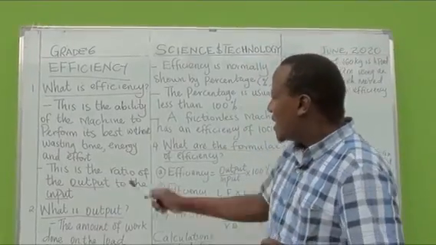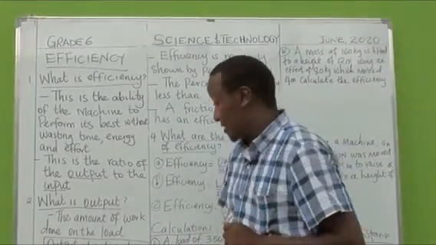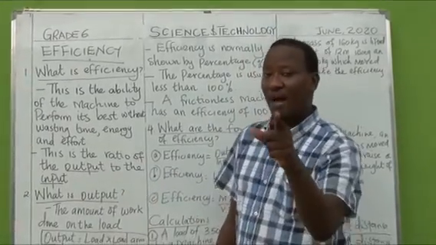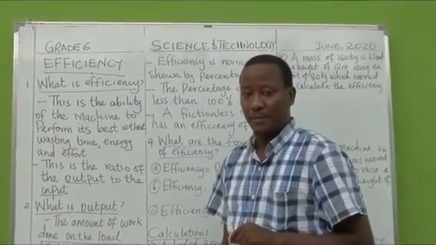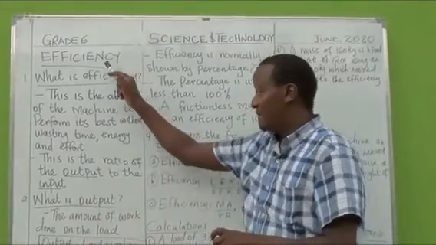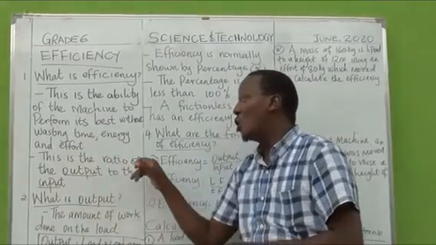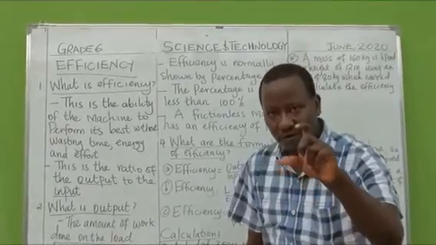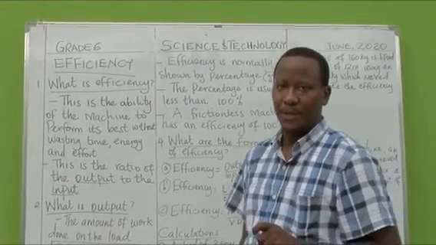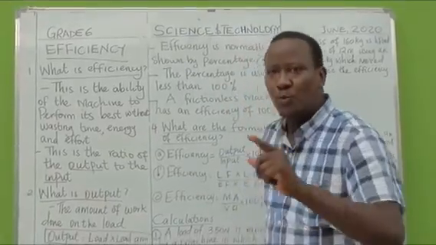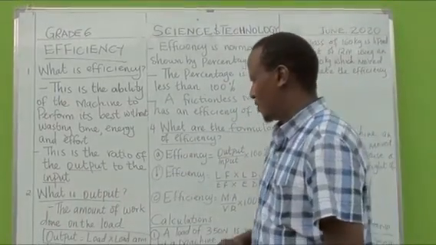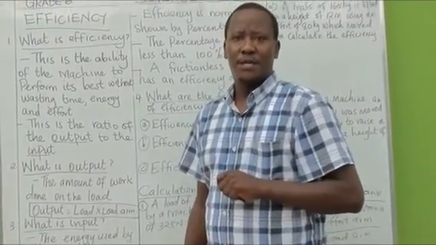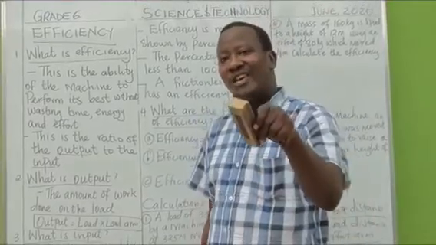Now, this efficiency has another meaning, which says it is the ratio of the output to the input. We shall see what output means and what input means. But go with me again. We said efficiency is also the ratio of the output to the input. Now, what is output? When somebody tells you output, it is the amount of work done on the load.